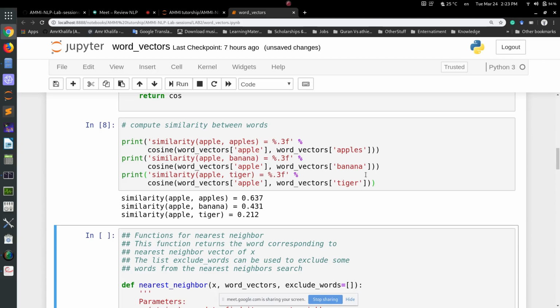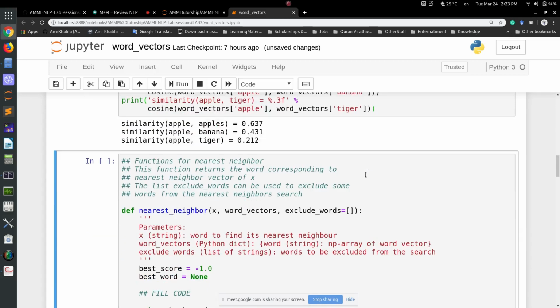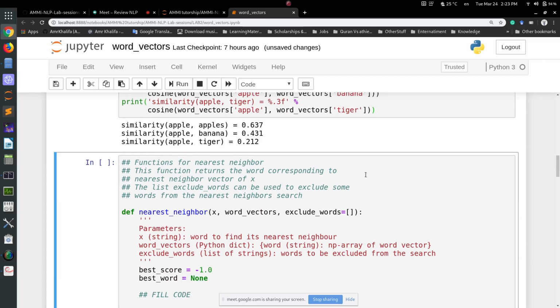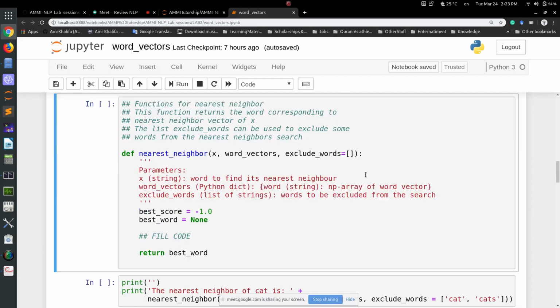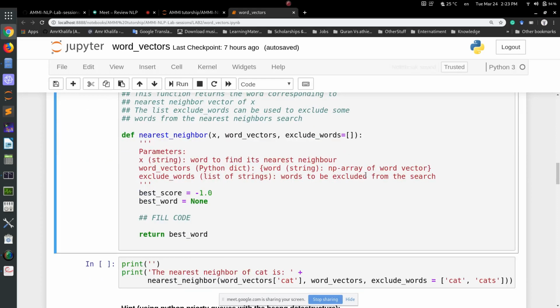We can measure the Euclidean distance, we can measure other types of metrics, but here we're going to use this function to find the nearest neighbor. So here we want to find the first nearest neighbor to the word x. The nearest neighbor is using our similarity function.